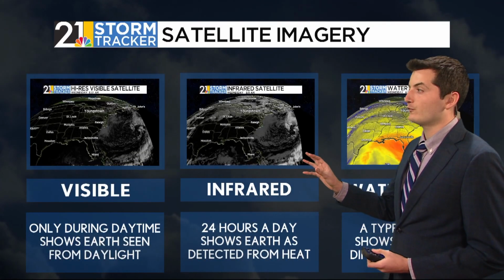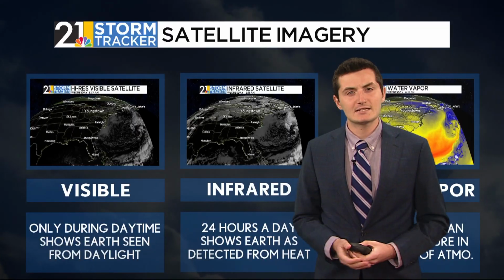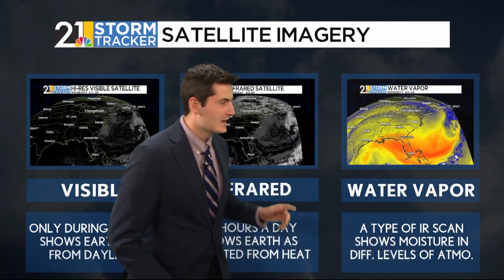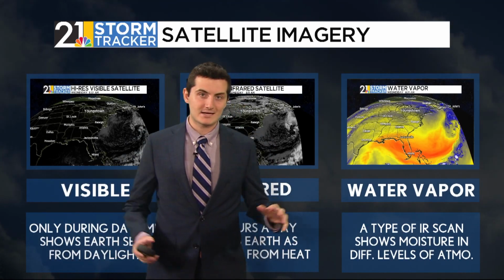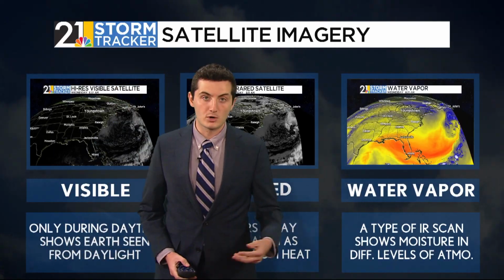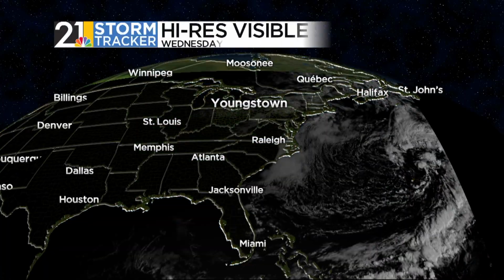Infrared, you're able to see 24 hours a day, but instead of just being able to see what you can see, it takes its measurement based off of heat, which I'll describe in a moment. Water vapor imagery takes it a little bit further from infrared imagery. It takes that same process, so you're able to see it all the time, but it just shows moisture in our atmosphere. So let's start with the visible satellite and what that looks like.